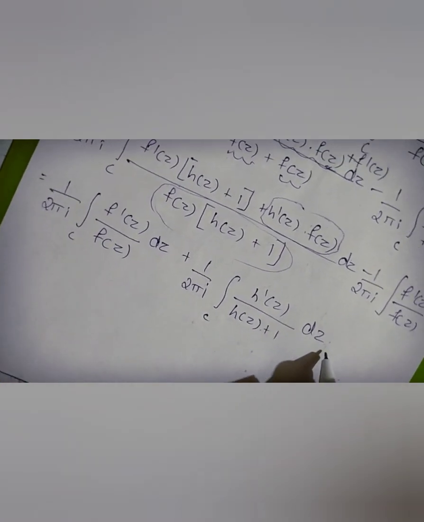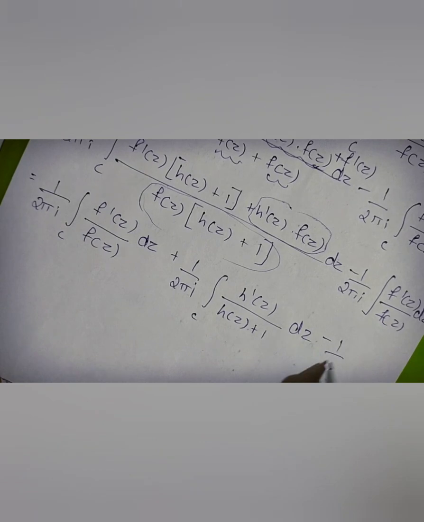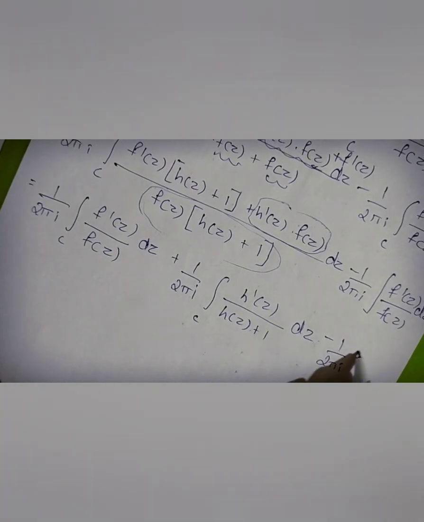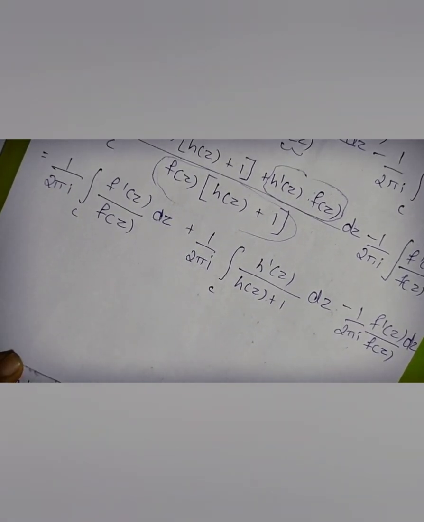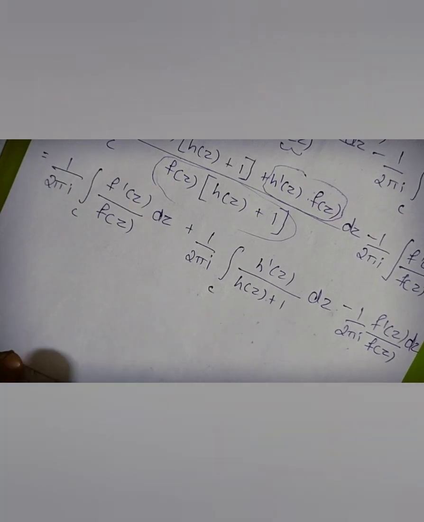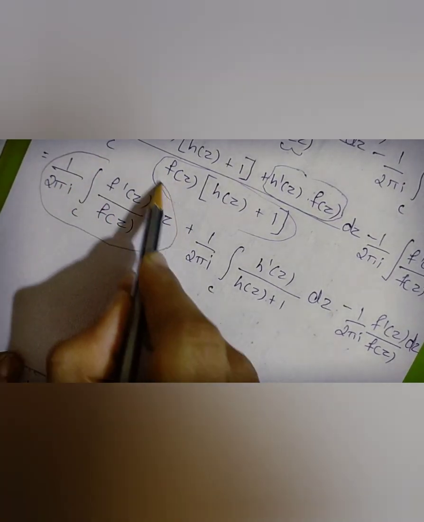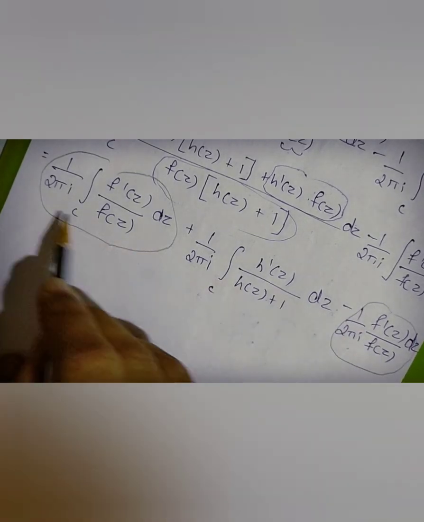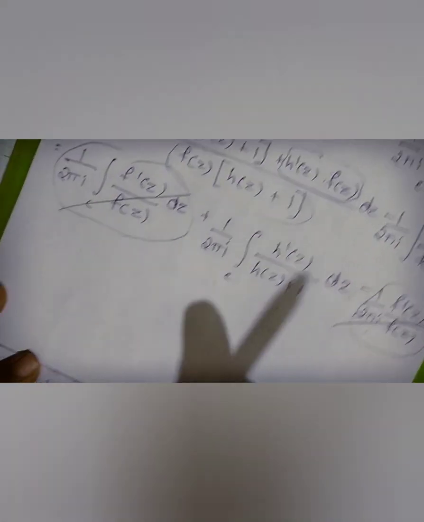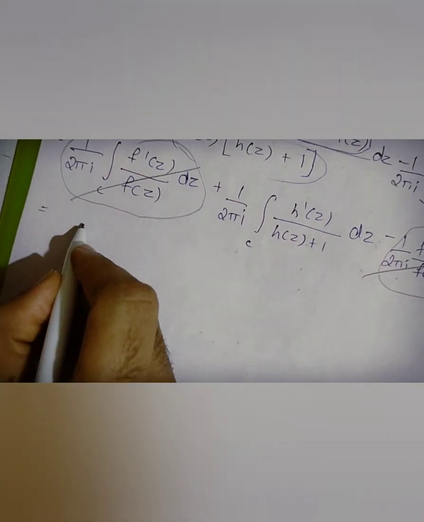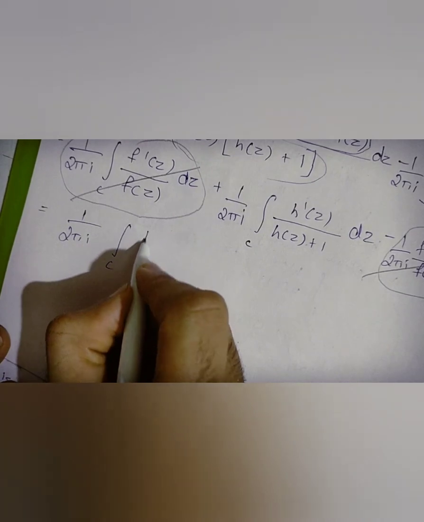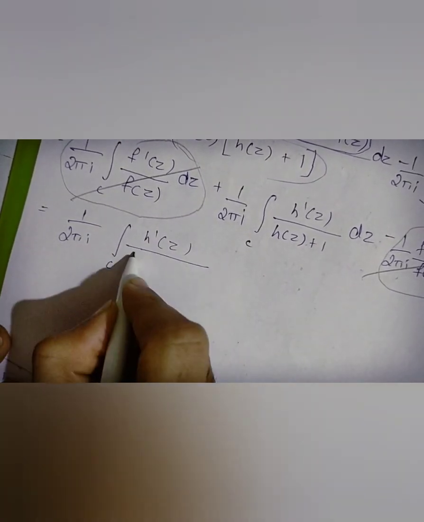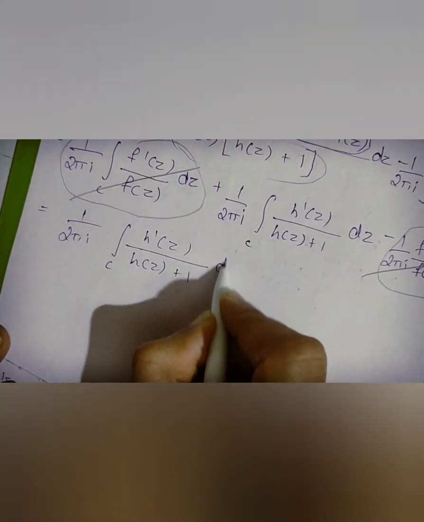And let's try to write the last part as is, 1 upon 2 pi i, integration of f dash z upon f of z dz. If you notice, there is something in common which we can cancel off. Yes, it's exactly right. This is the part which we can cancel off. This thing and this last part, we can just cancel them off. So what's remaining with me is simply 1 upon 2 pi i, integration over c of h dash z upon h of z plus 1 dz.